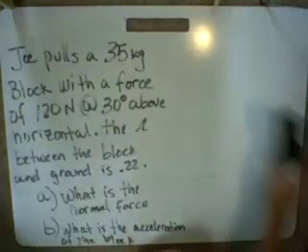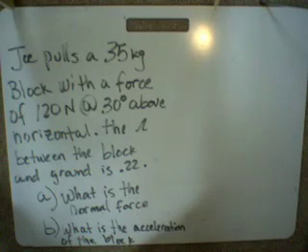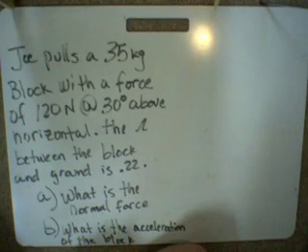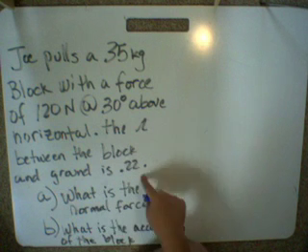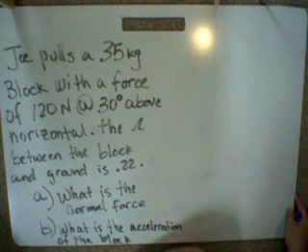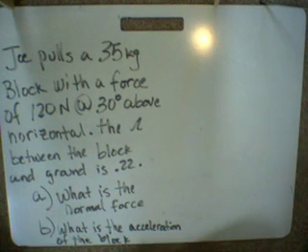It's a component problem for Newton's laws, and it says Joe pulls a 35 kilogram block with a force of 120 newtons at 30 degrees above the horizontal. The coefficient of friction between the block and the ground is 0.22. And it asks us, what is the normal force and what is the acceleration of the block?